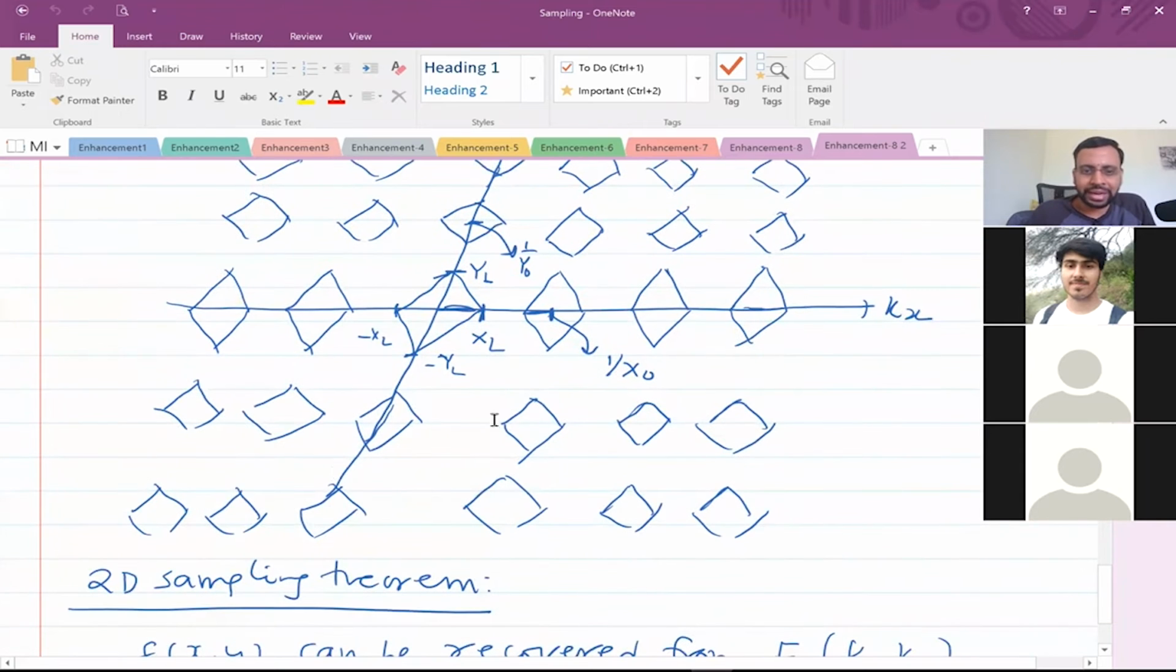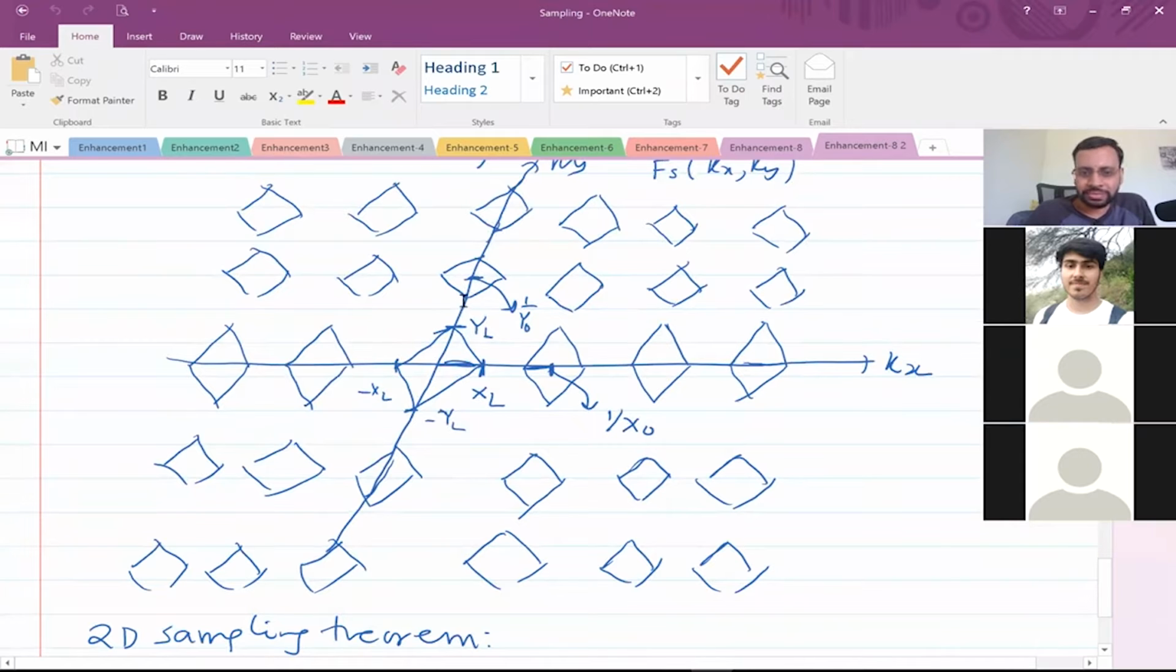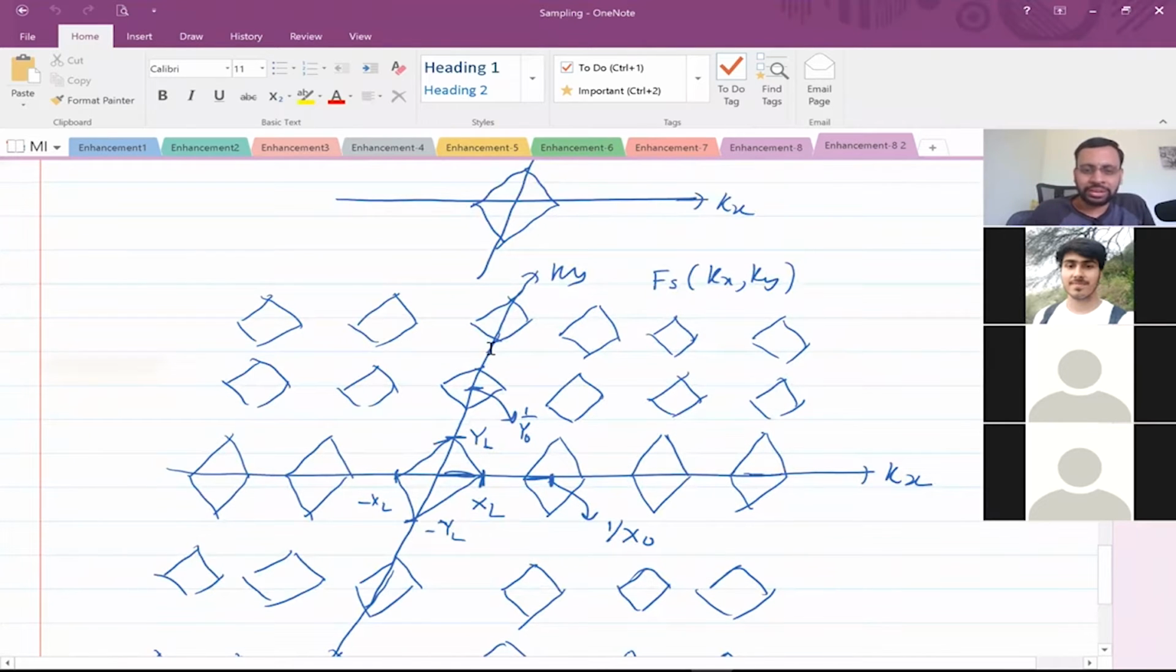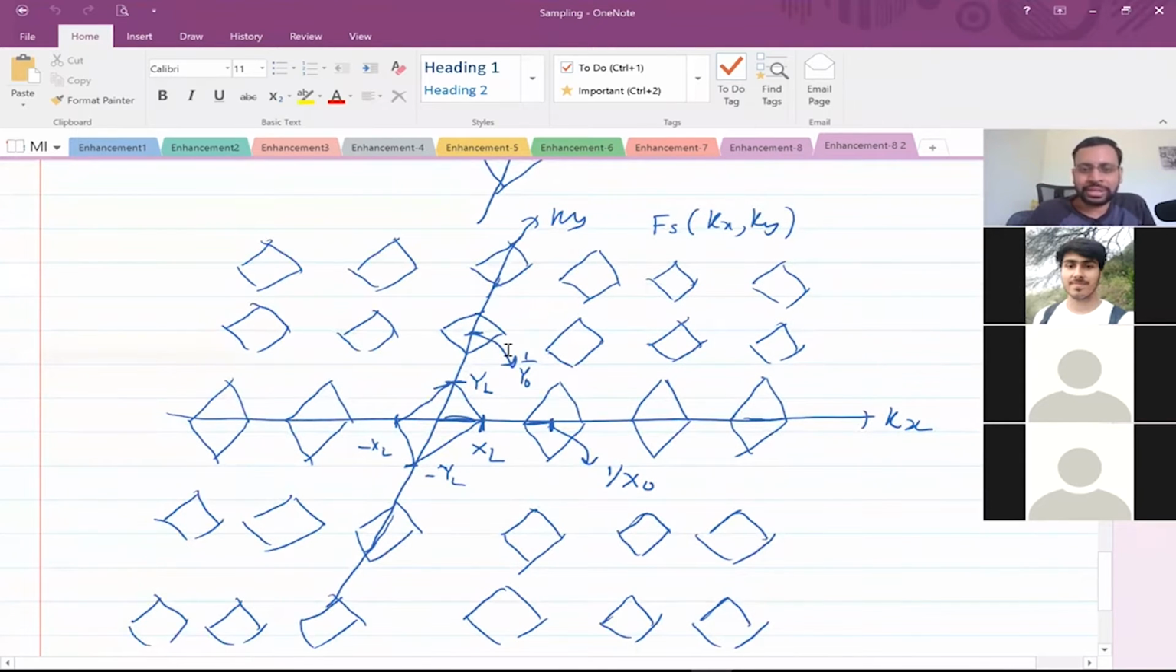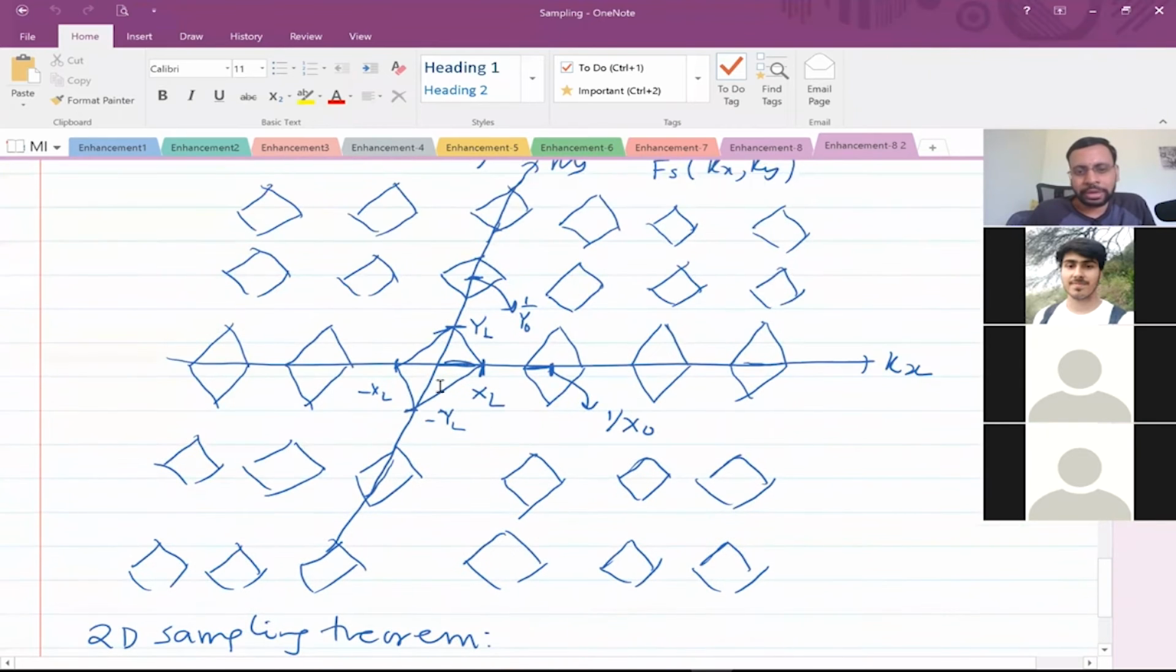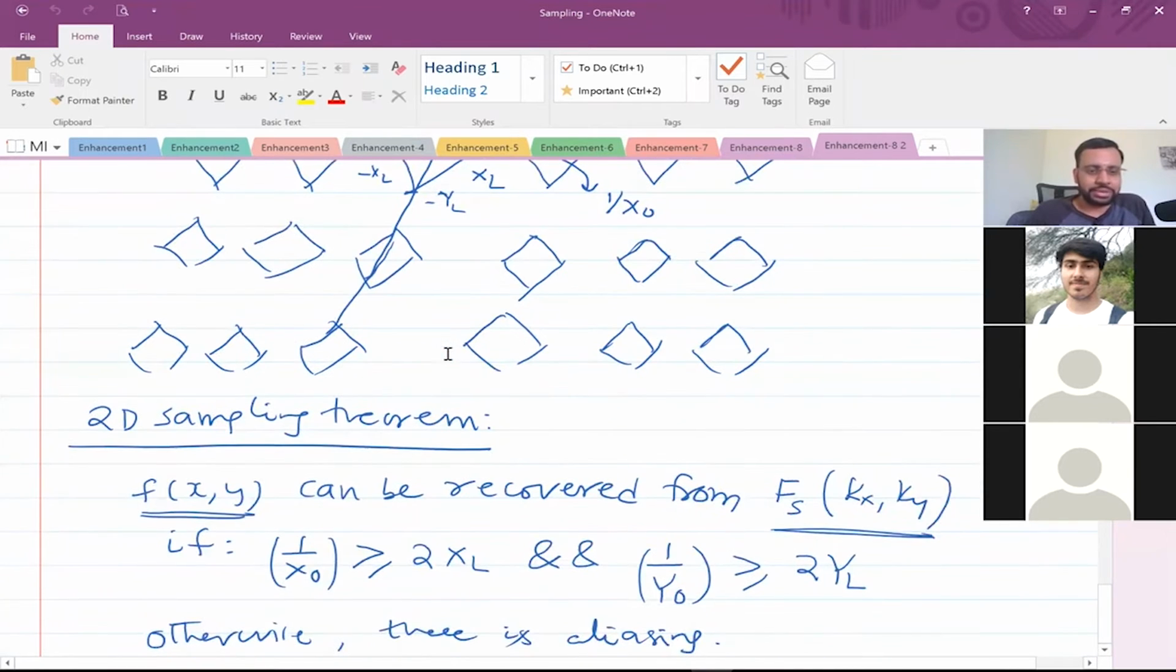So this is how along the x-axis there is a distance of 1 by x naught, and copies are placed along the y-axis with a distance of 1 by y naught. This you assume as some intensity. Okay, this is now 3D. Earlier we were happy drawing things in 1D, but I know you all know it by this time. So what should happen now? This 1 by x naught should be at least twice the xl. Similarly, this 1 by y naught should be twice the yl value, right? Is everybody fine with it?